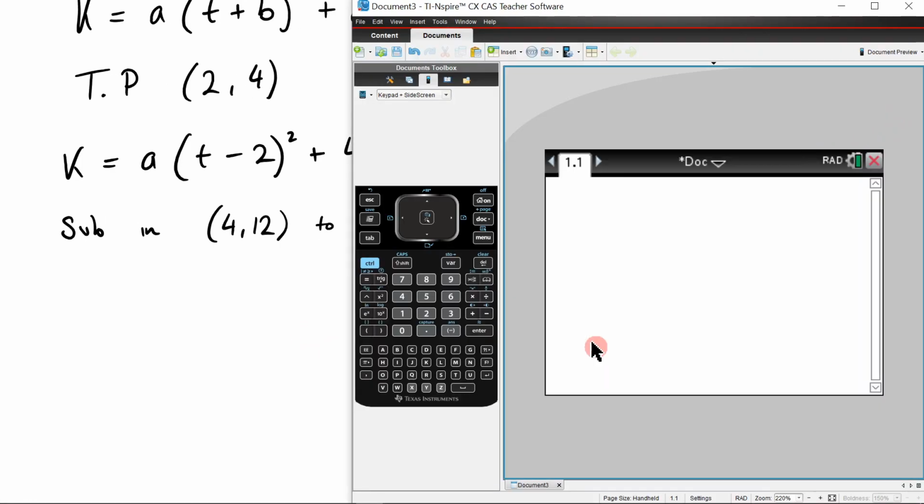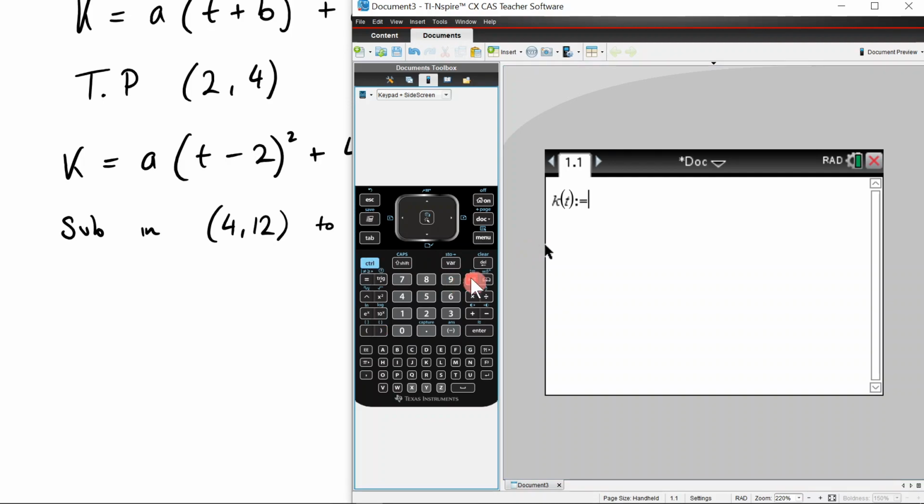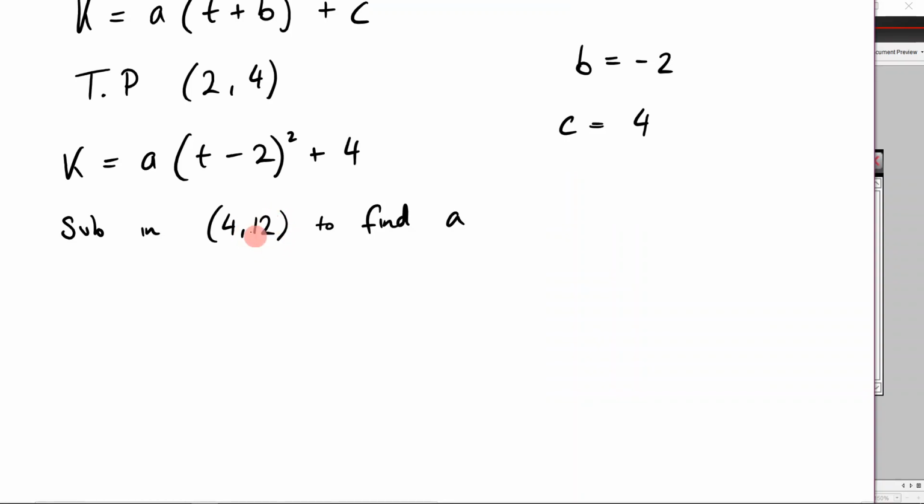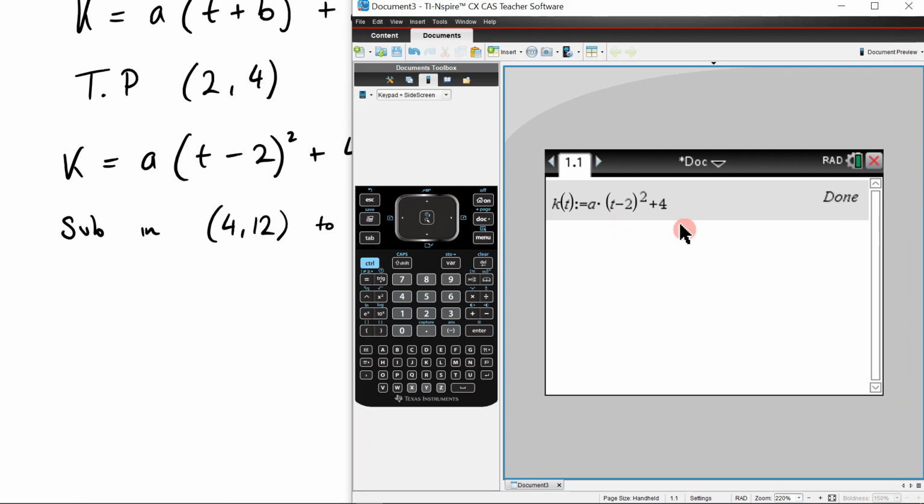Let's come here and let's go define K of T. So I'm defining what it is. It's going to be A multiplied by (T minus 2) squared plus 4. That looks good. So now it's defined. And now I'm going to sub in my point 4, 12, and I'm going to solve it for A. Because I've defined this, it's going to be very easy.